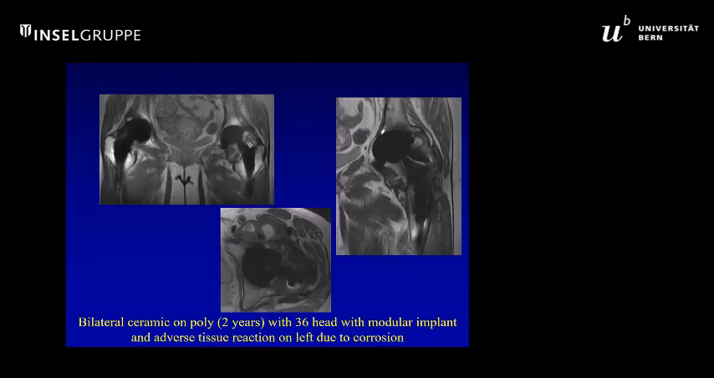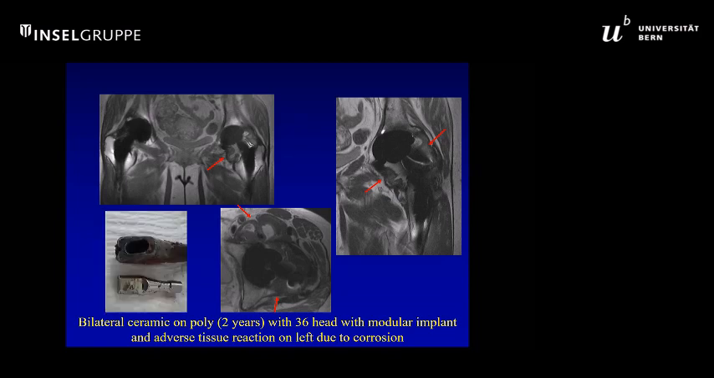Of course, now with tribocorrosion, this can occur in all bearing constructs. This patient had a 36 millimeter head with a modular implant. This is an adverse tissue reaction with a thick synovial lining, decompressing into the iliopsoas bursa. This is the same patient, same retrieved implant. You can see the degree of corrosion at the trunnion.